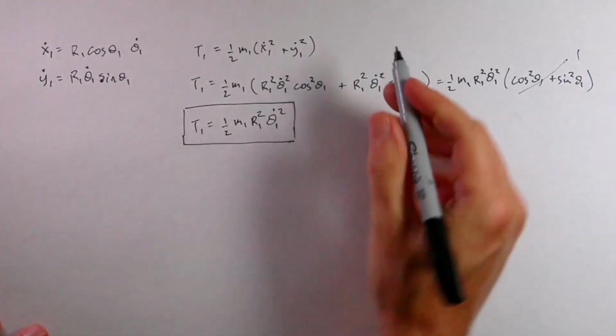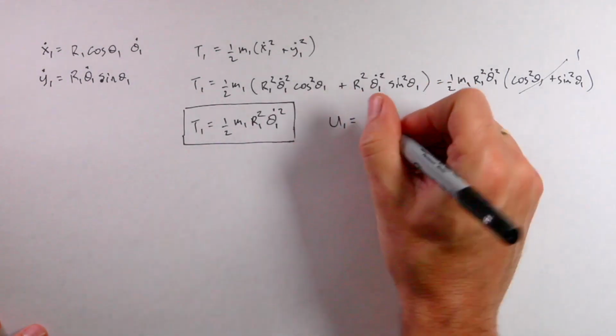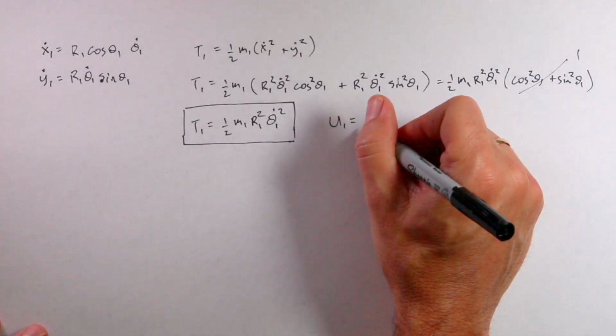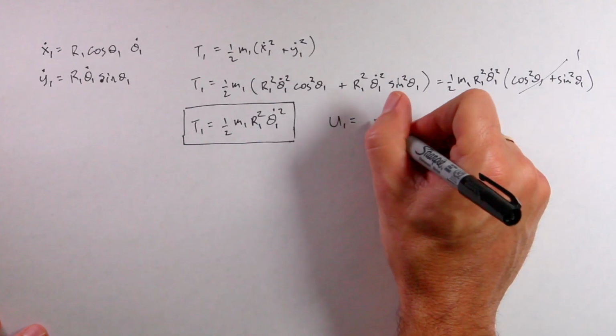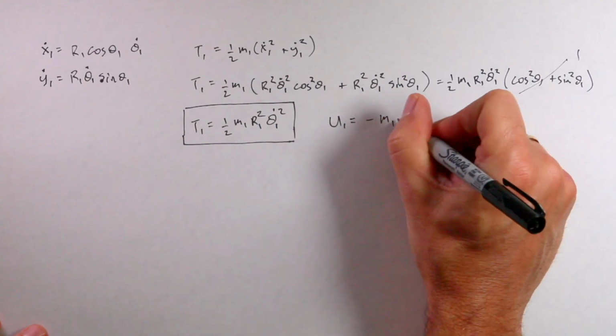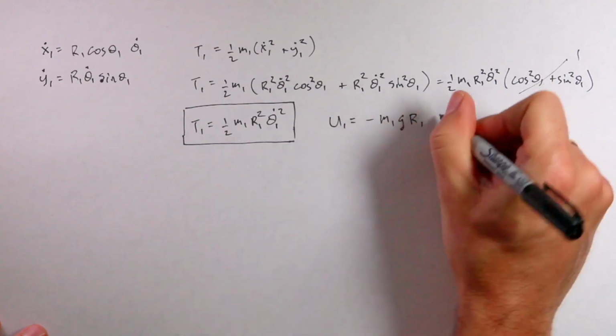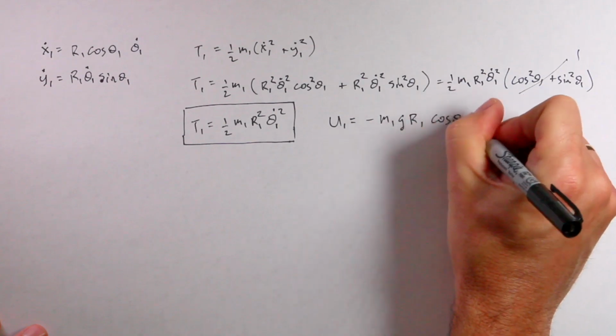Now, I can also write the potential energy for 1. U1 is just going to be m1 g y1. Well, I know y1, so it's just going to be negative m1 g r1 cosine theta 1. Put a box around it.